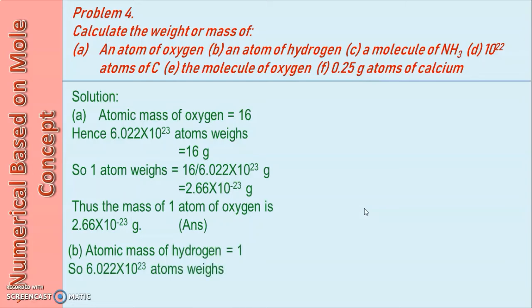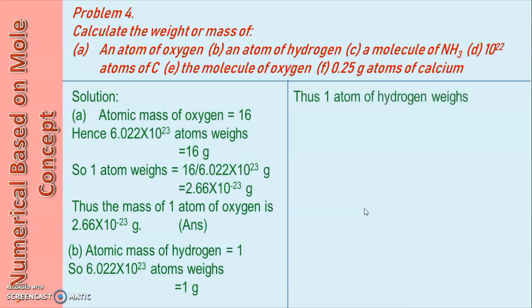6.022 into 10 to the power 23 atoms weighs 1 gram. Thus, the mass of one atom of hydrogen will be equal to 1 by 6.022 into 10 to the power 23 gram, which can be calculated as 1.66 into 10 to the power minus 24 gram.